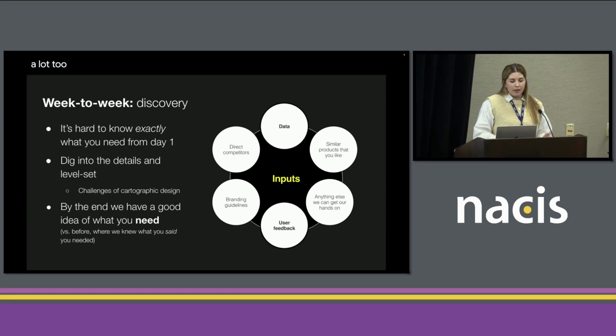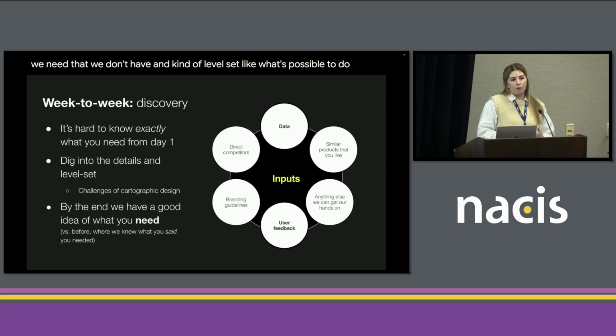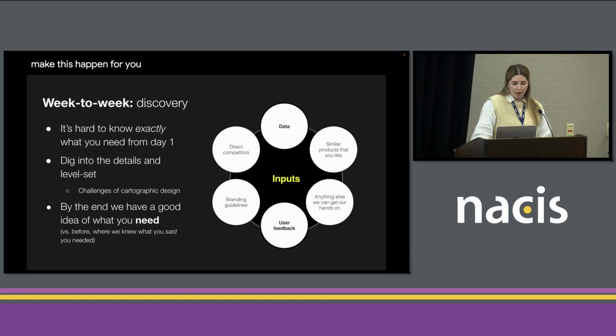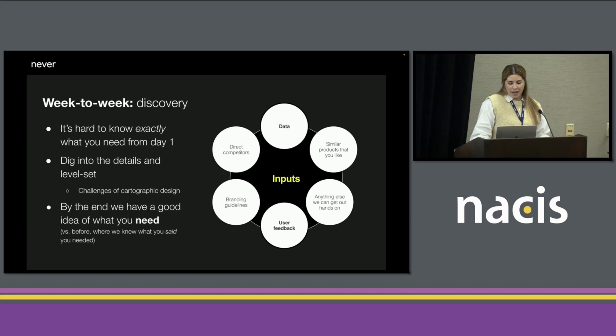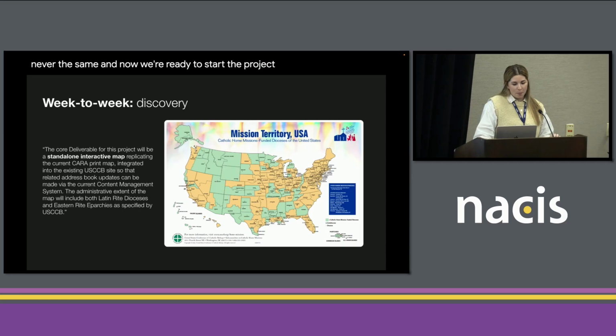And we figure out everything that we need that we have, everything that we need that we don't have, and level set what's possible to do with everything that you've provided for us, and what you need to go and get for us to make this happen for you. And now by the end of this, usually a week or two process, we have a sense of what you actually need, not what you said you needed, which are almost never the same. And now we're ready to start the project.